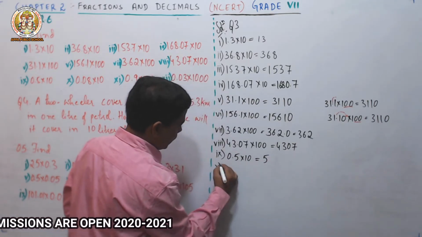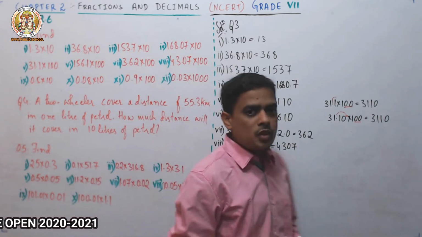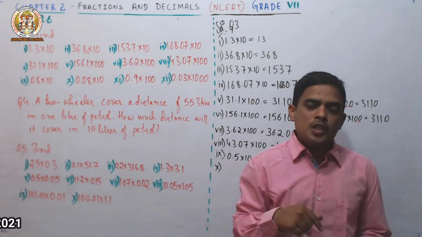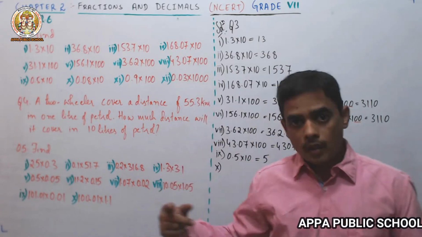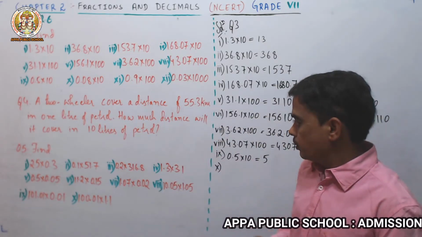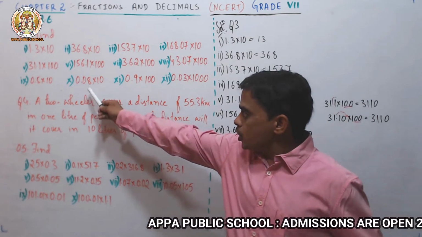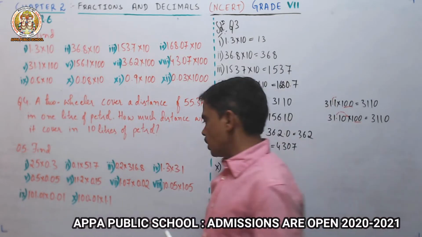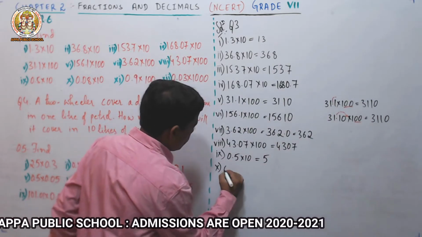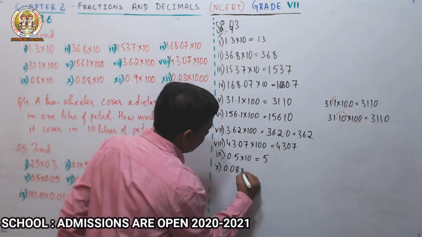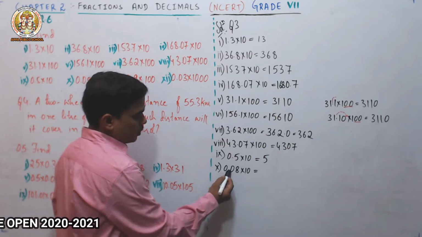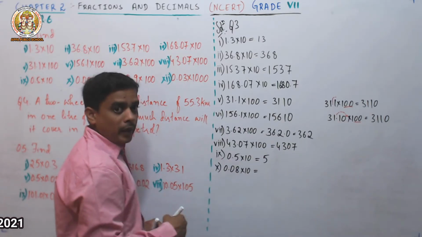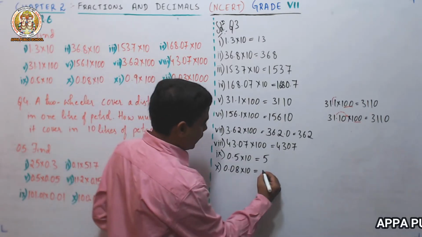Got it? Next one, 10th. However many zeros there are, that many positions you have to shift towards your right. What is the question? 0.08 into 10. Now what will I do? I will shift this point towards my right by 1 position.